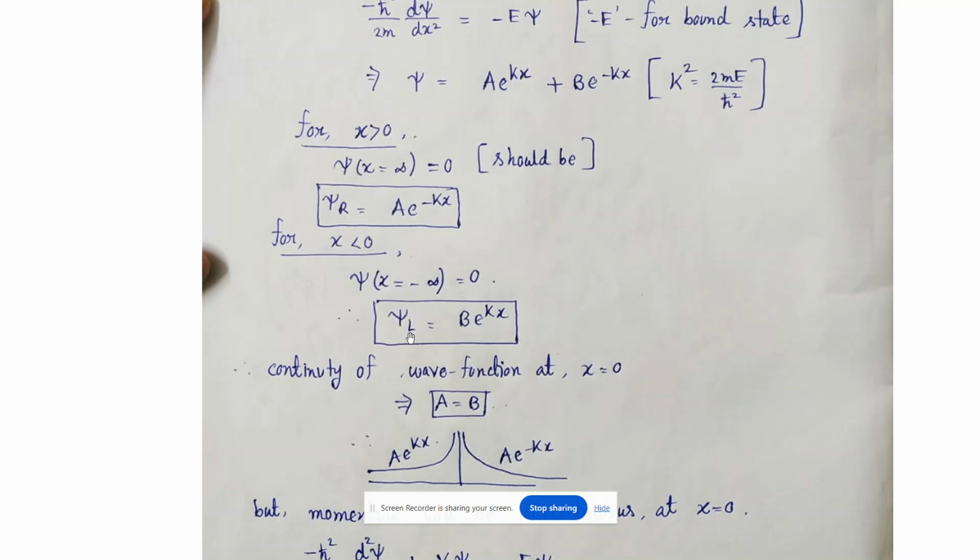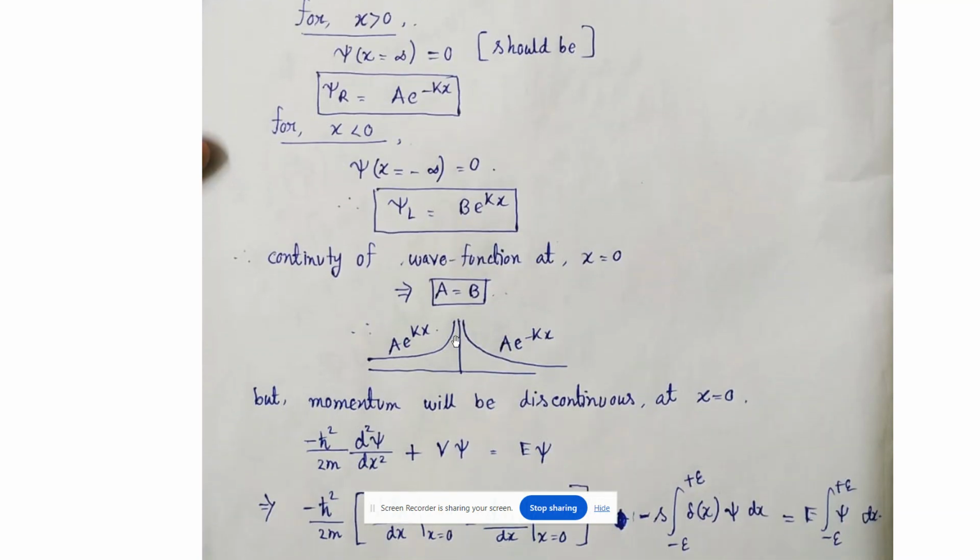So the left hand side solution, that is psi l, is equal to B e to the power kx. Now the continuity of the wave function at x equal to 0 gives us A equal to B. So this is the graph of the wave function. It is decreasing for x greater than 0, and increasing for x less than 0. Many of you know this solution.